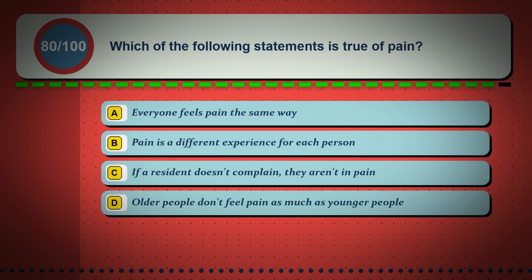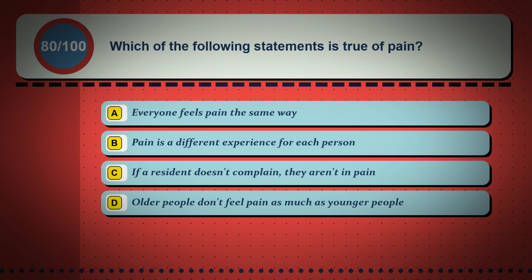Question 80. Which of the following statements is true of pain? Option A, everyone feels pain the same way. Option B, pain is a different experience for each person. Option C, if a resident doesn't complain, they aren't in pain. Option D, older people don't feel pain as much as younger people.